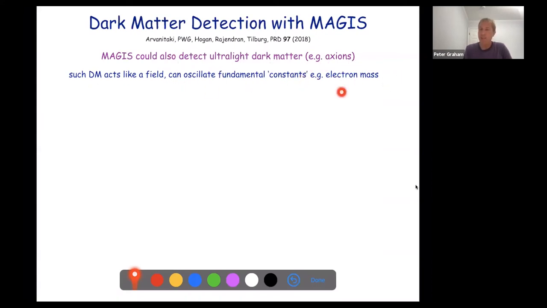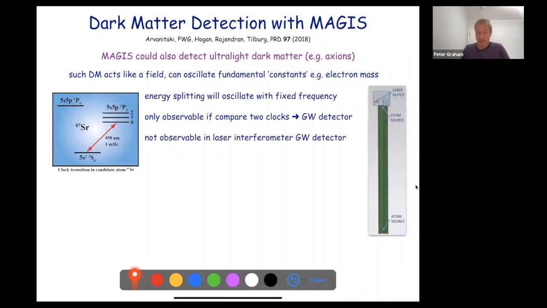By the way, I did this example with the electron mass, but it's really any fundamental constant. It could be alpha, the fine structure constant, that's varying, right? Anything that enters the energy levels of an atom, which at high enough order is almost anything, you can see this way. So if it's causing this energy splitting, let's say between the two clock states, the metastable states in strontium, to oscillate, then we can see it by comparing these two clocks in the gravitational wave detector, okay?